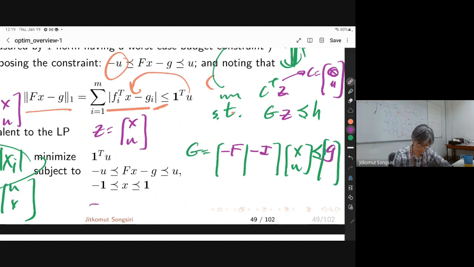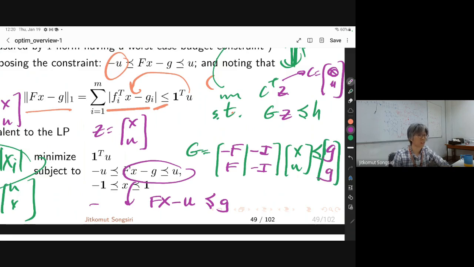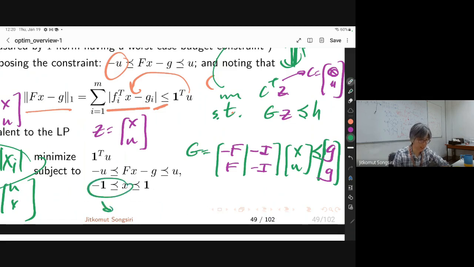Now, who's going to answer that? Is it Fx minus u less than g? So can you fill it up? F. Okay. There are two more constraints. This side, can you flip the sign? No, minus x minus 1 less than 0, right? Can you fill up? So I'm going to add two more rows.